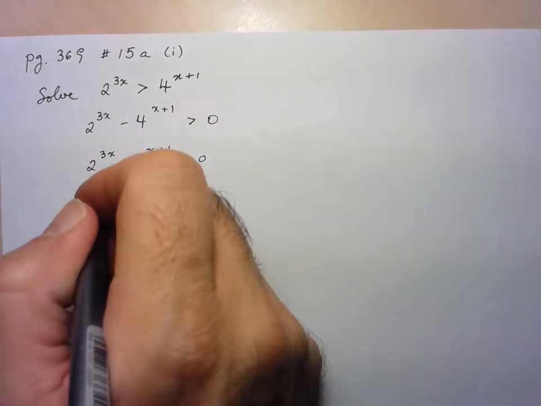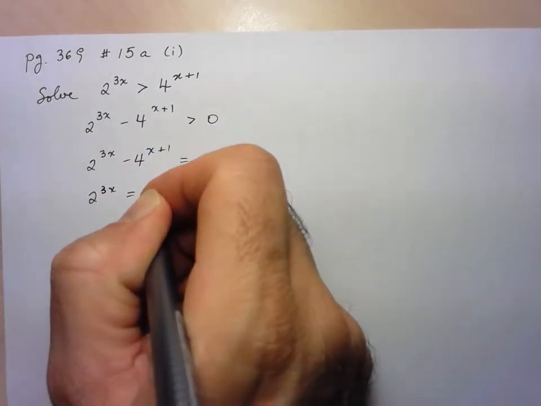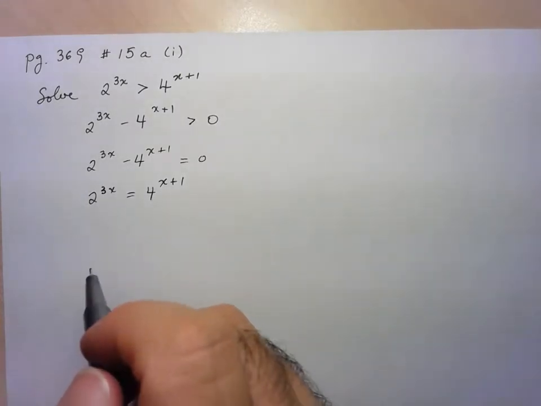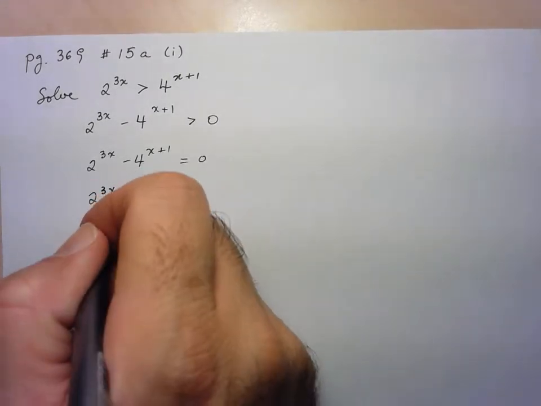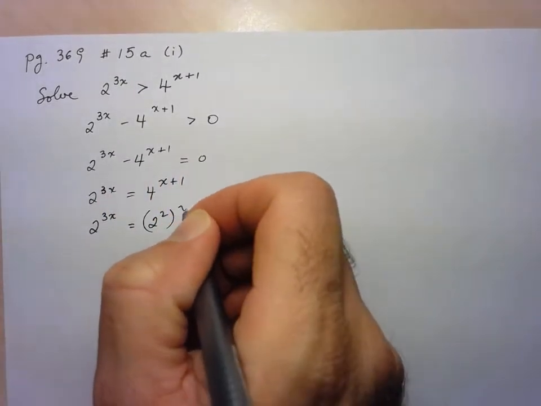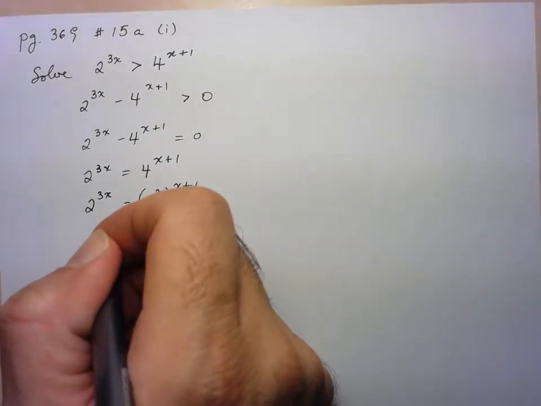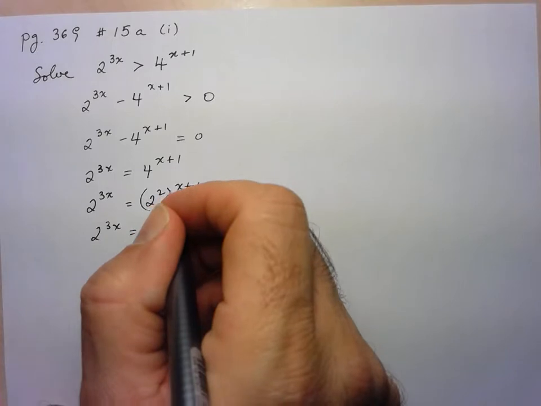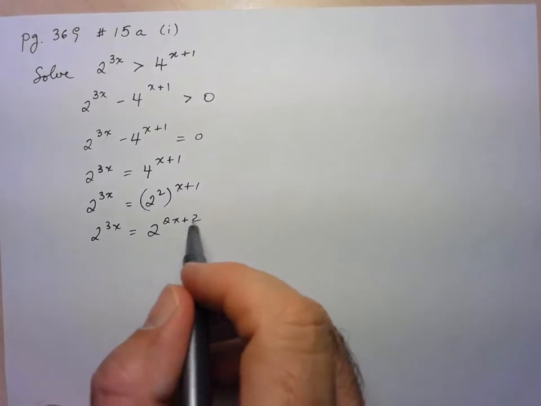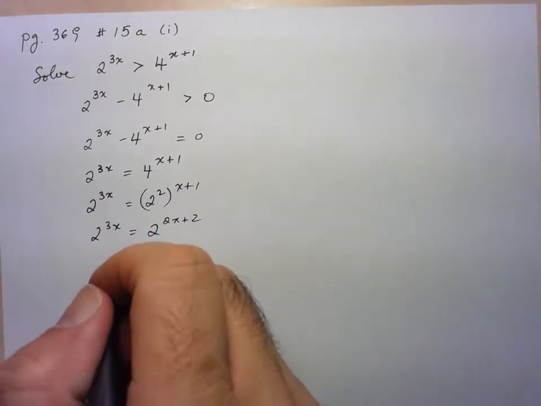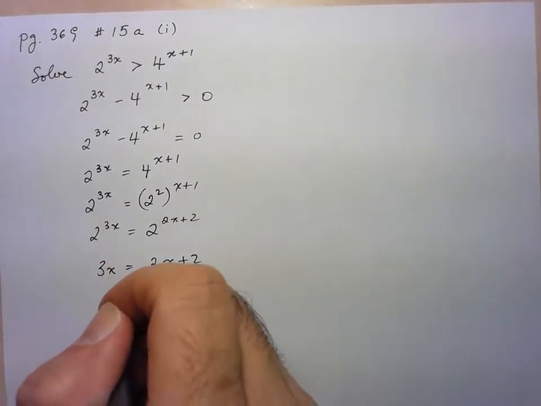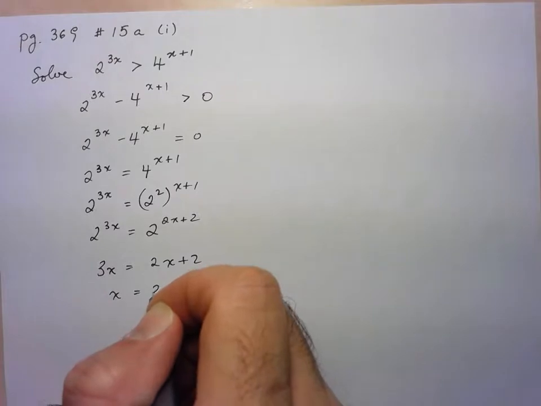In other words, I have to determine where 2 to the 3x is equal to 4 to the x plus 1. And I'm left with solving a fairly easy exponential equation because I can put everything to the same base. Here 4 is 2 squared, so 2 squared to the x plus 1, so I've got 2 to the 3x equals 2, and using the third exponent law, 2x plus 2. Since the bases are the same, the exponents must also be the same, so we have 3x is equal to 2x plus 2. Let's solve, bring the x over, so x is equal to 2.